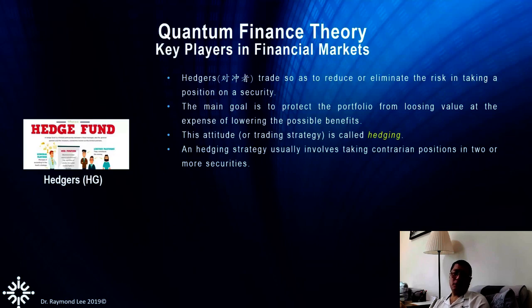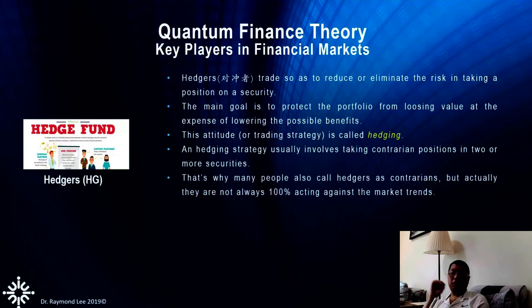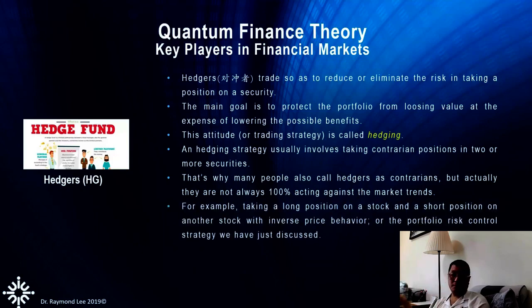So in other words, in terms of the hedgers, all the time they are hedging, of course, making the opposite direction consideration. So it's against the market. That's why many people also call hedgers contrarians, because the hedging position all the time is against the market. It's a kind of risk control. For example, taking a long position in a stock and a short position on another stock or the options. So, it's that kind of thing.